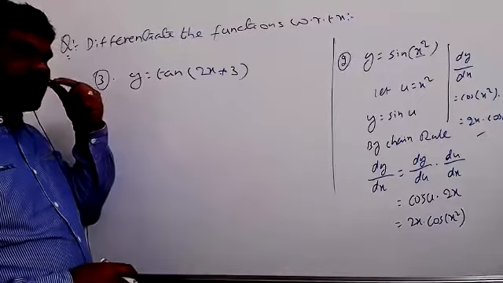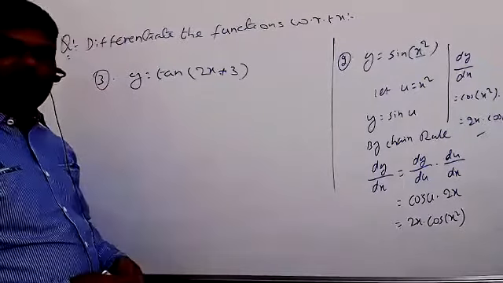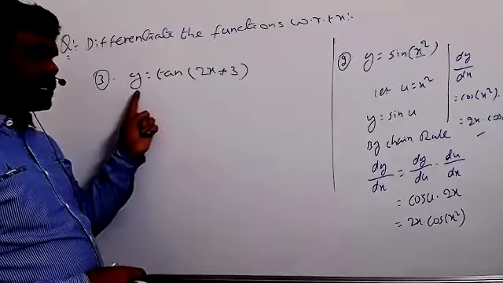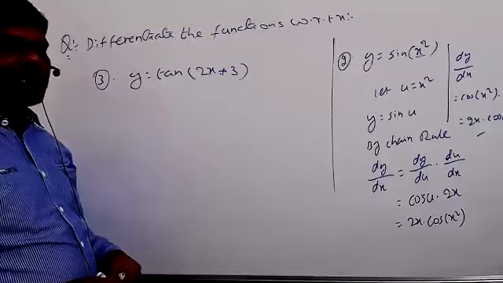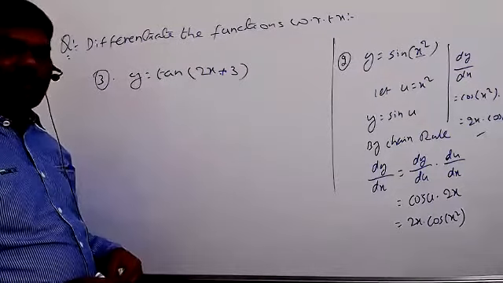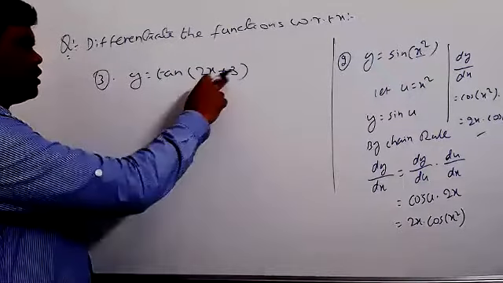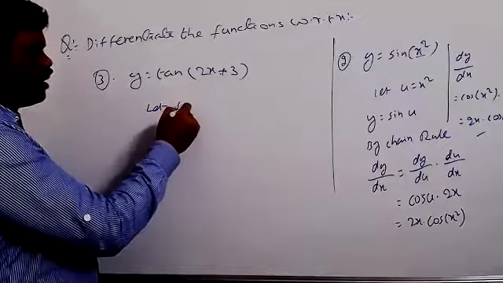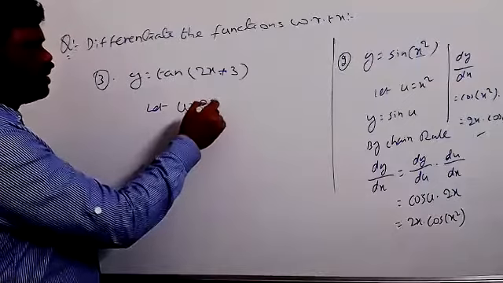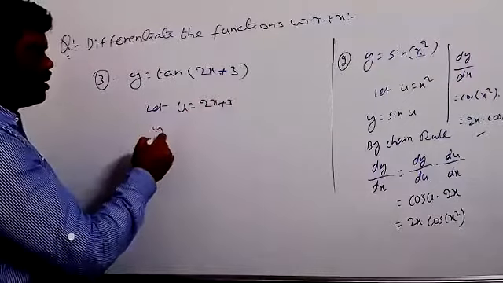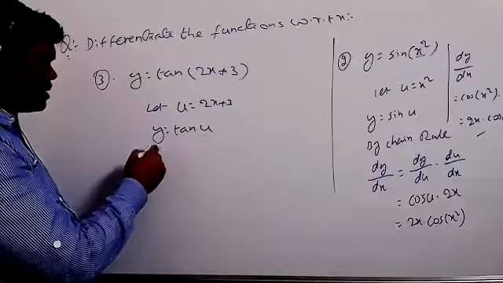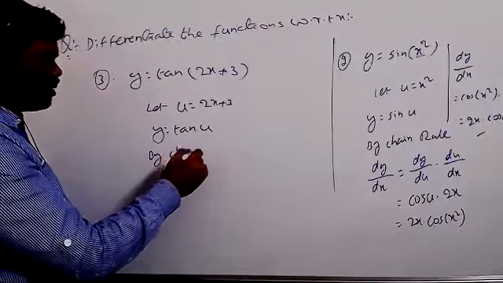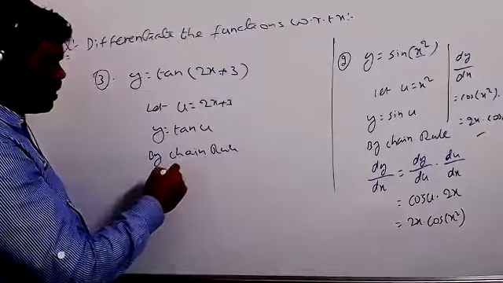But particularly, suppose they're asking a 2 marks question: differentiate y equal to tan of 2x plus 3 by chain rule. That means it is compulsory to apply the chain rule; we can't do it directly. Let u equal to 2x plus 3. Then y equal to tan u. Now by chain rule you can write. What is the chain rule we have?